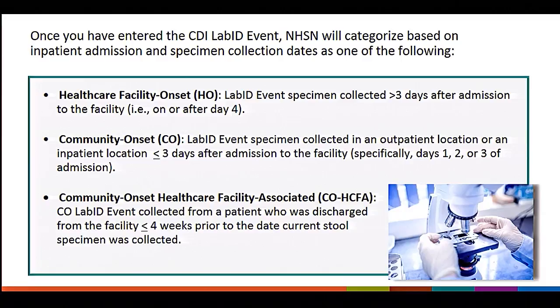The COHICPA categorization is a subset of the community onset categorization. So if you have an event that occurs on hospital day 6 and the patient was in your hospital and discharged last week, what do you think they get? They don't get COHICPA. Before you can apply COHICPA, you have to first meet the community onset categorization. So that means COHICPA events can only be in an outpatient location or an inpatient event on hospital day 1, 2, or 3 with a prior discharge of 28 days.